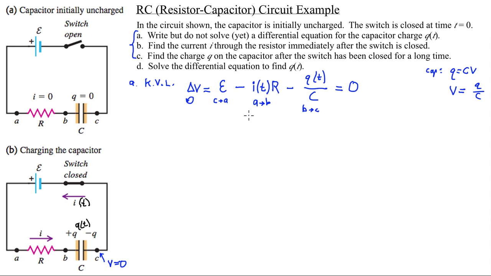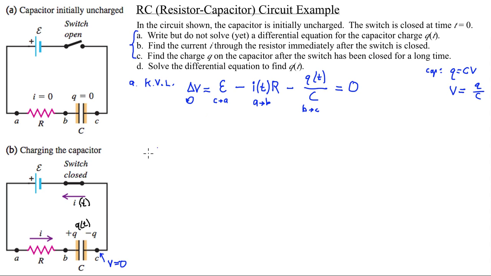Okay. So anyway, what we're going to do now is get these into a single function form, so a single unknown. We have right now two unknowns. We have this current as a function of time in this equation, and we have Q as a function of time, charge as a function of time.